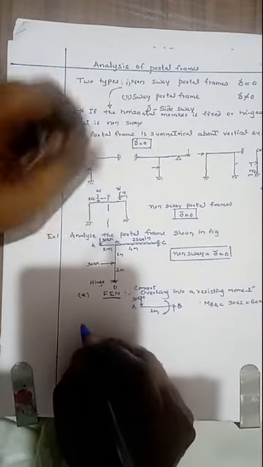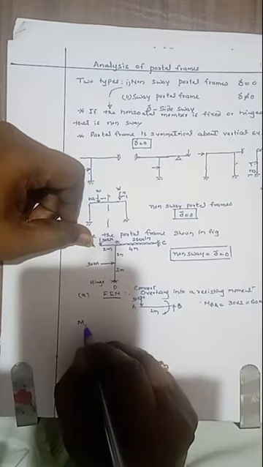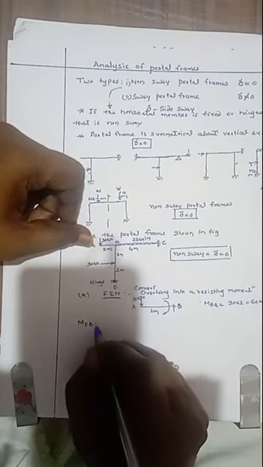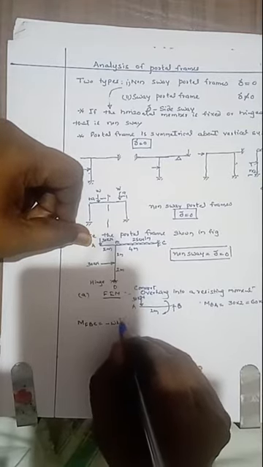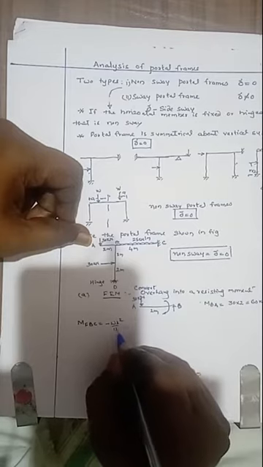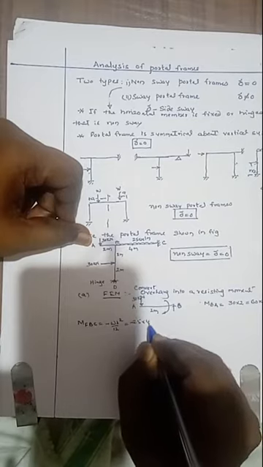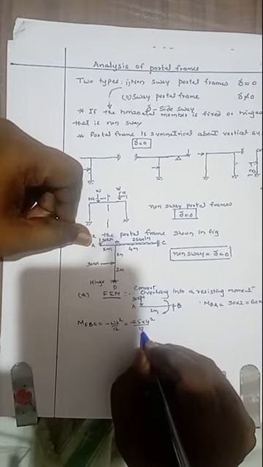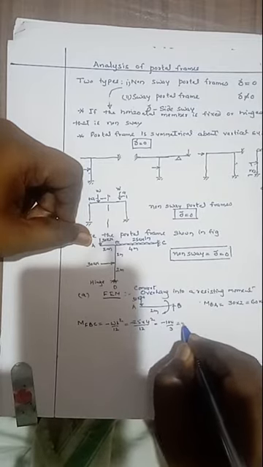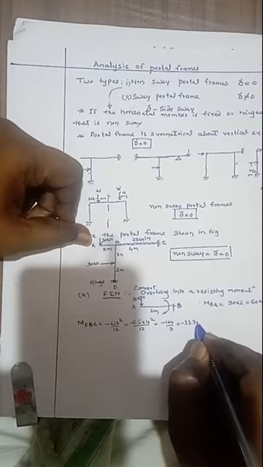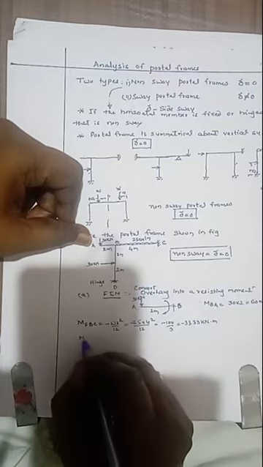Then the next one is MFBC, now we are calculating the fixed end moment. We know that the fixed end moment at the left end due to UDL is WL square by 12, that is minus 25 into L, which is 4, square, divided by 12, that is 100 by 3 or 33.33 kilonewton meter. Since this one is anti-clockwise, I have put the negative sign.